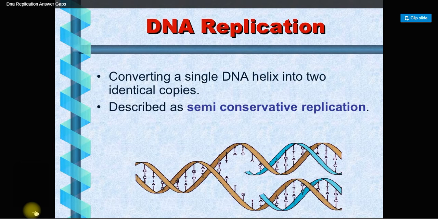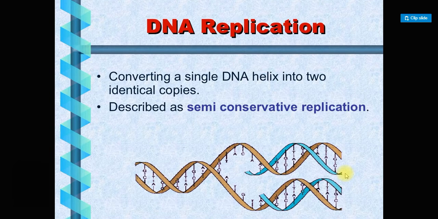What is DNA replication? It's converting a single DNA helix into two identical copies, or parental DNA into daughter cells. It is described as semi-conservative replication. As you can see in this given diagram, this is double-stranded DNA, or you can say parental DNA. When it unwinds, it is split into two strands, and this DNA is used as a template, and newly daughter DNA is synthesized using this template DNA. And this process is known as DNA replication.